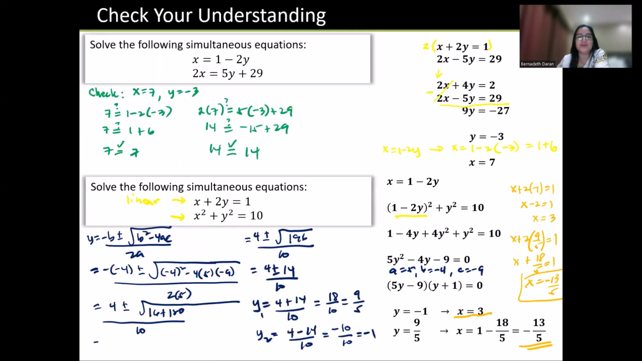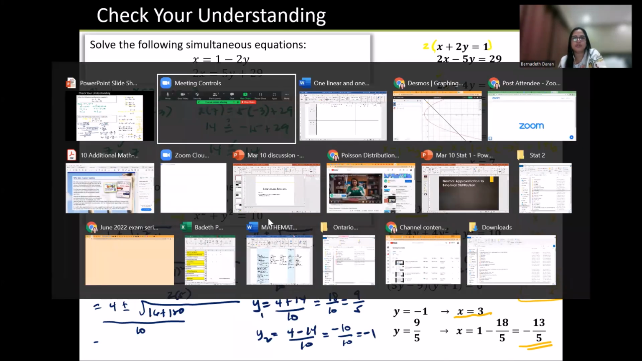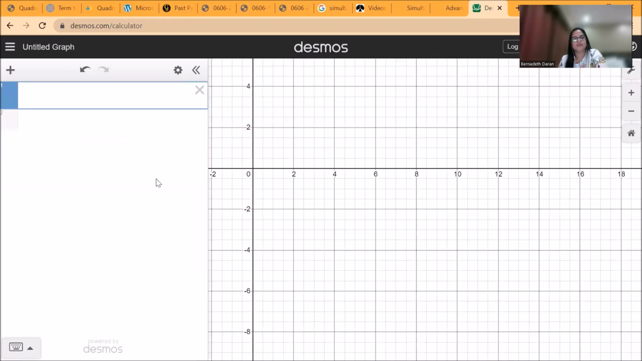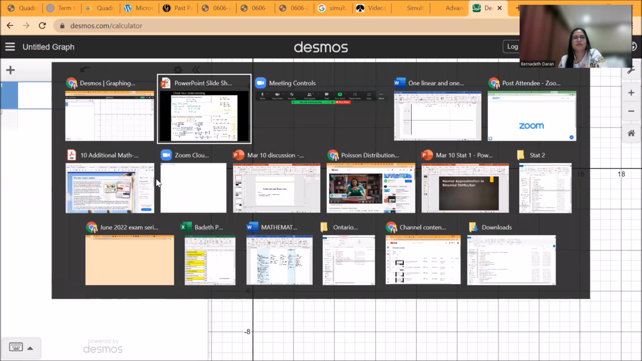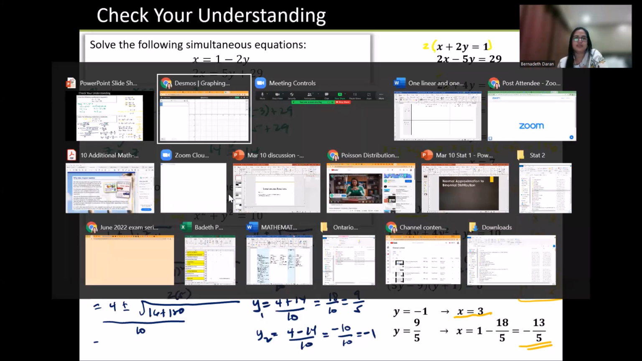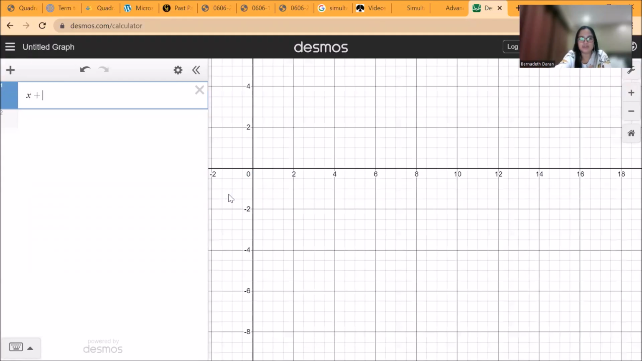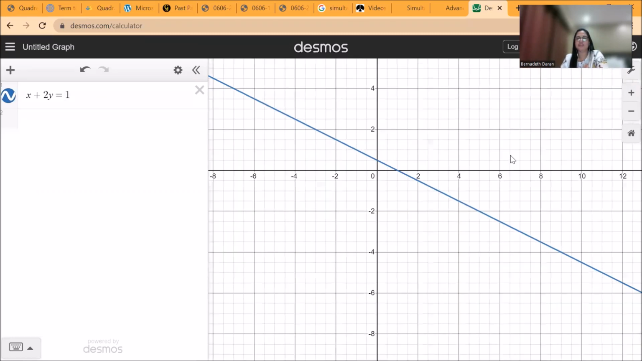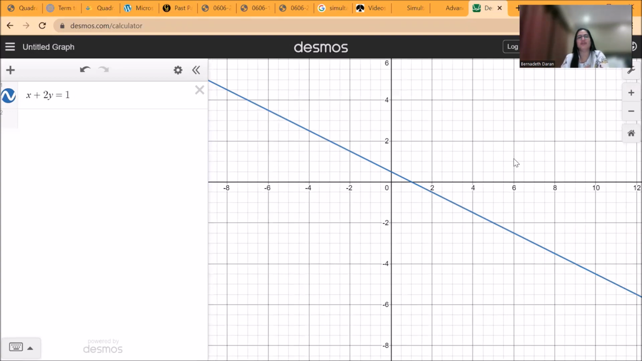Oh, I forgot. I told you earlier that I will show you what this graph looks like, right? So let's go to our decimals. Okay, what's the first? We have x plus 2y is equal to 1. Okay, this is a linear equation, so what do we expect the graph would look like? There you go. So the graph is a straight line because it is a linear equation.